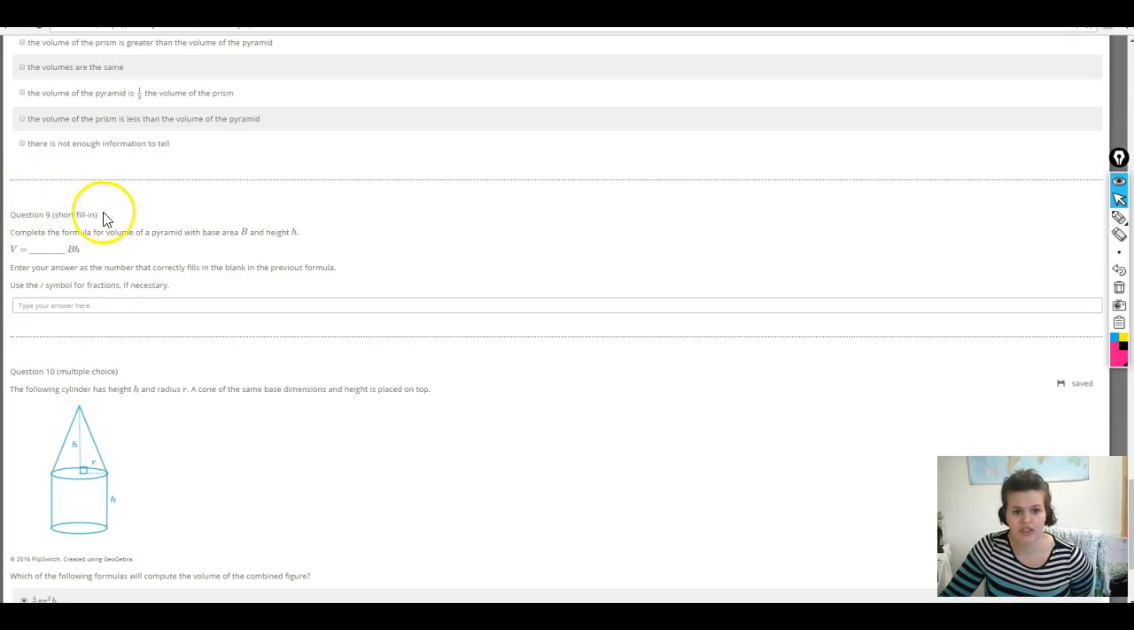Okay, question 9. Complete the formula for volume of a pyramid with the base area b and height h. Volume equals blank base area times height. Enter your answer as the number that correctly fills in the blank. You have to remember the relationship between a pyramid and a prism, and it is 1/3, so 1/3.